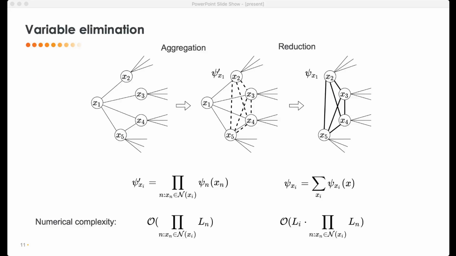This general procedure is called variable elimination, and it comprises two steps. First is an aggregation step, where for a selected variable in the graphical model, we collect all the potentials which contain this variable and combine them into a single large potential. In the graph language, it means that we introduce a clique over all of the neighbors of this selected variable. If each variable can take up to L values, then we'll need L to the power of the number of neighbors multiplications to perform this operation. Another step of the algorithm is a reduction step, where we remove a selected variable from the graph by summing over its values or taking a maximum. To do that, we need L to the power of the number of neighbors plus 1 operations.